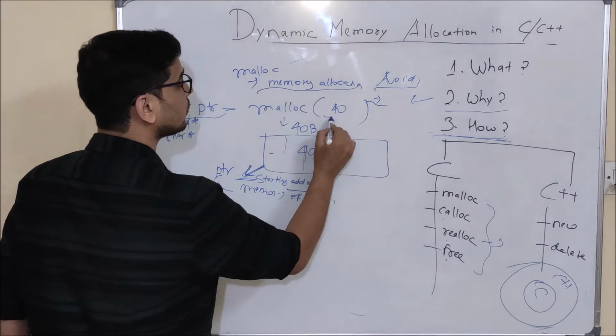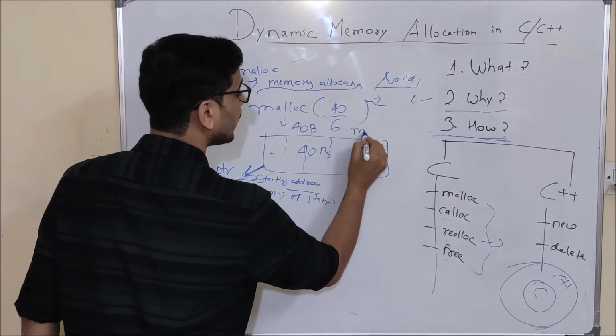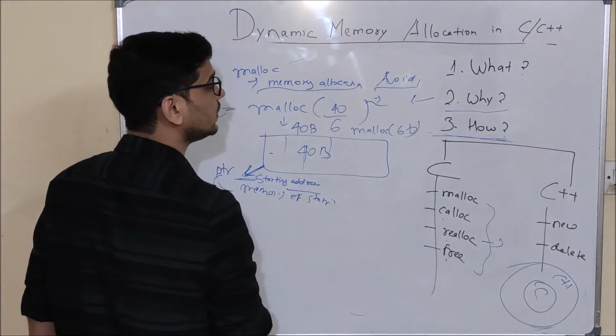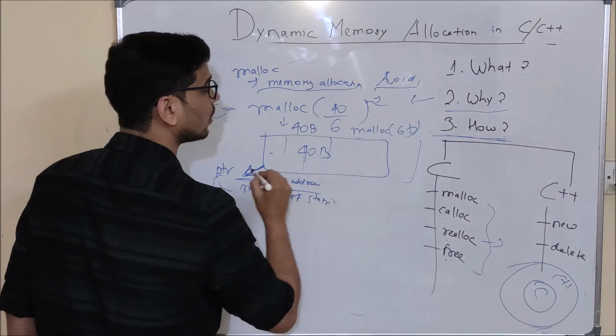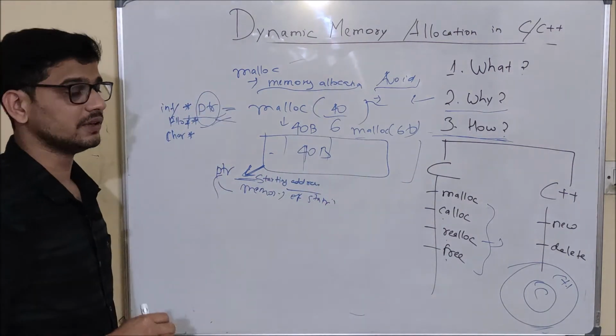And one more thing, suppose instead of a 40 byte block I want 60, then what I will do? I will make a call to malloc using 60 and it will return a 60 byte block. And similarly here also I need a pointer to store this address.